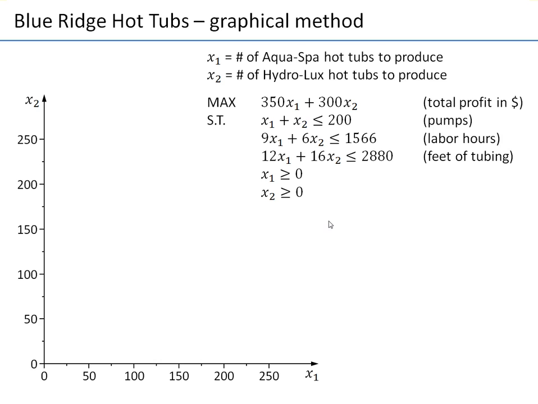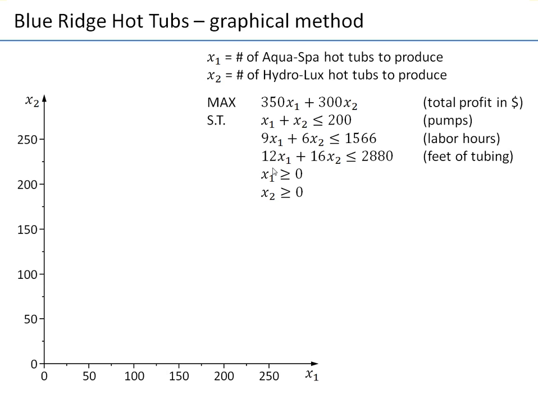So to solve this problem graphically, we have to draw a graph with two axes. I will always put the first variable on the horizontal axis and the second variable, x2 in this case, on the vertical axis. And we also have to assume some kind of units.